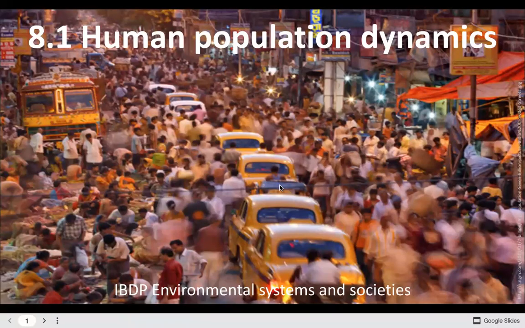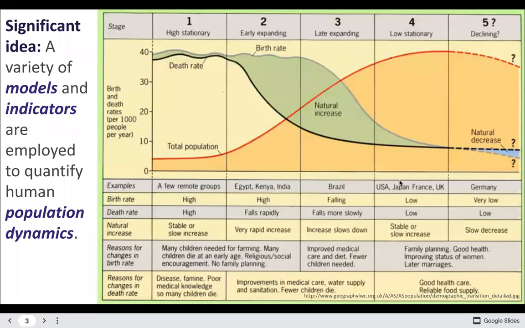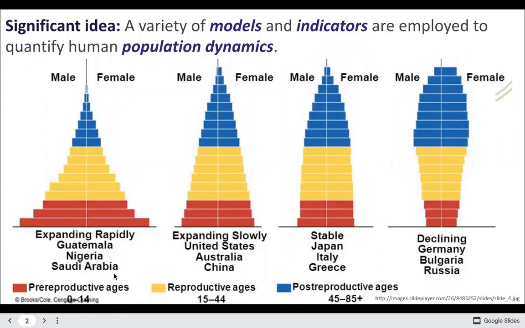8.1 Human Population Dynamics. So, the first significant idea is that we have a lot of models and indicators to study how our populations are changing through time. So, here we see males and females, and then their respective ages in expanding and stable and declining areas. Actually, Japan is over here now. This is an old one, I guess. Does it say the date?